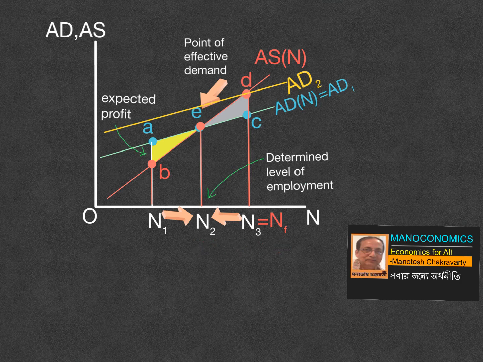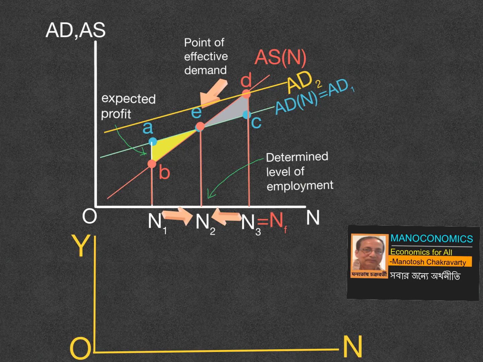And we shall now show how the income or output of a country may be determined by the process of effective demand. Here in the diagram, the horizontal axis measures employment and the vertical axis measures output or income. Output or income is a function of employment, and so at a certain level of employment, we can easily find the level of income or output.